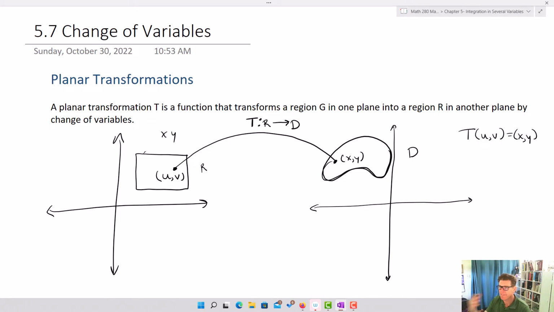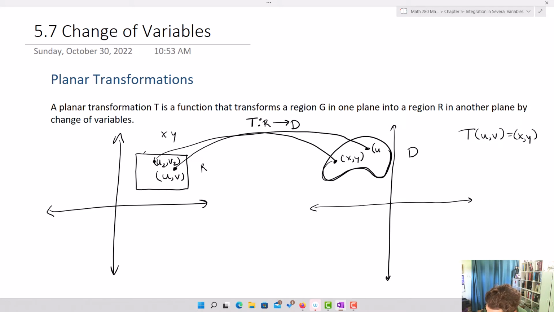That's kind of like a function, right? Or we also sometimes call it a mapping. And so that's what it does in one case. What we want to think about is that if I chose another point, call it (u2, v2), inside of R, then I'm going to get a different point in D, right?